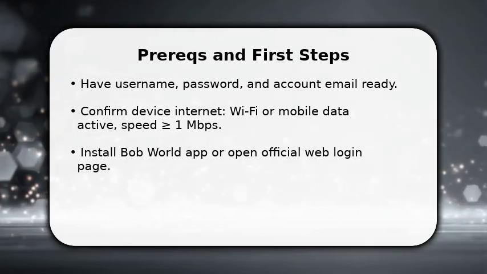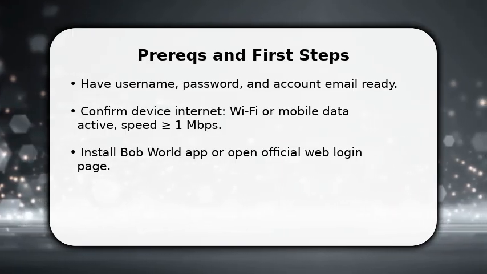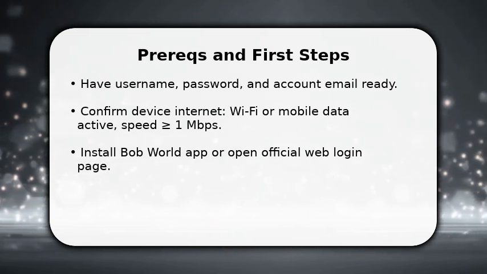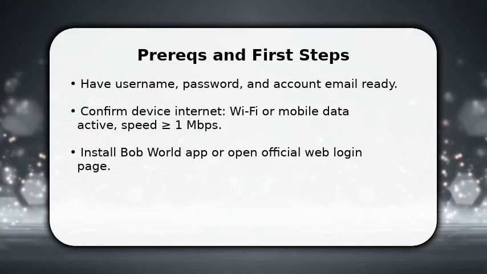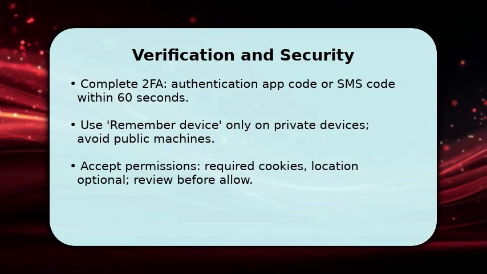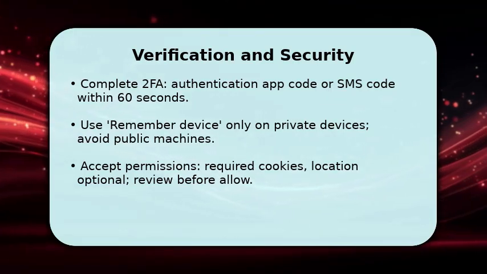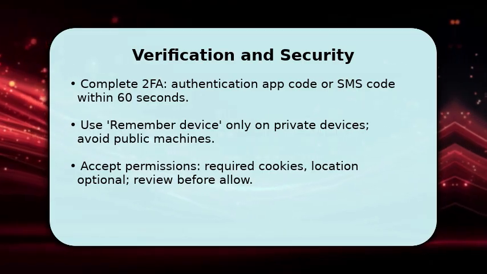You enter credentials immediately. This first step triggers server authentication and any two-factor prompts, so be ready to follow the next verification phase right away. Once your credentials are accepted, you handle verification and security. You will often be asked for two-factor authentication. Open your Authenticator app or wait for the SMS code and enter it quickly because codes expire.